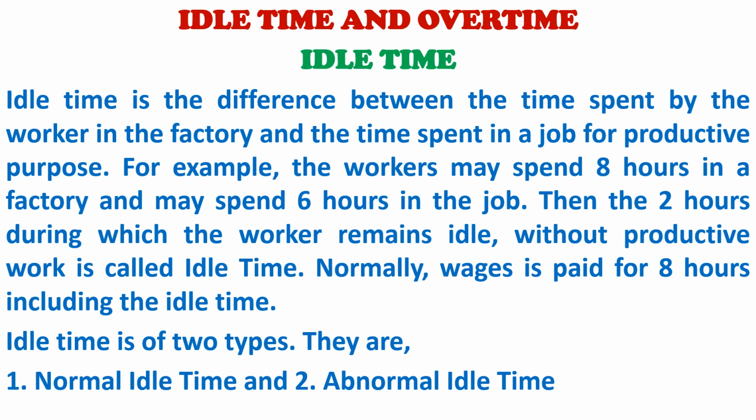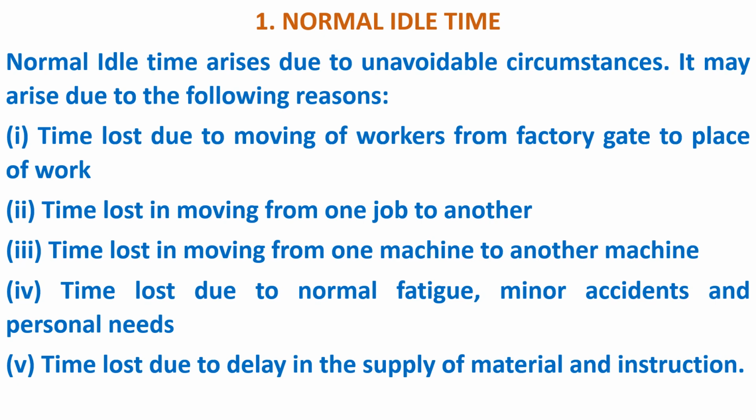Idle time is of two types. They are 1. Normal idle time and 2. Abnormal idle time. 1. Normal idle time. Normal idle time arises due to unavoidable circumstances. It may arise due to the following reasons. 1. Time lost due to moving of workers from factory gate to place of work. 2. Time lost in moving from one job to another. 3. Time lost in moving from one machine to another machine. 4. Time lost due to normal fatigue, minor accidents, and personal needs. 5. Time lost due to delay in the supply of material and instruction.